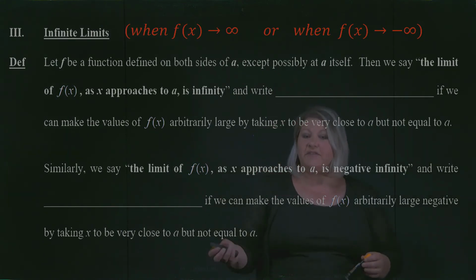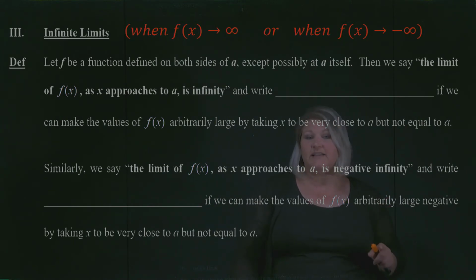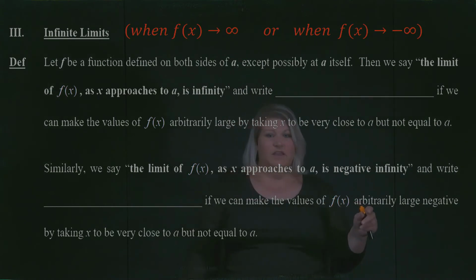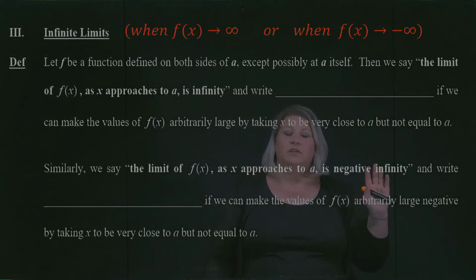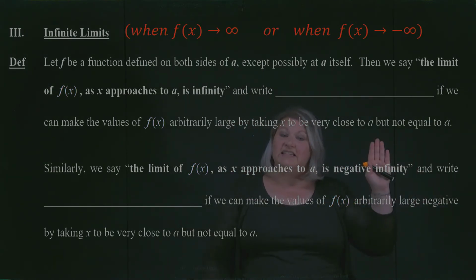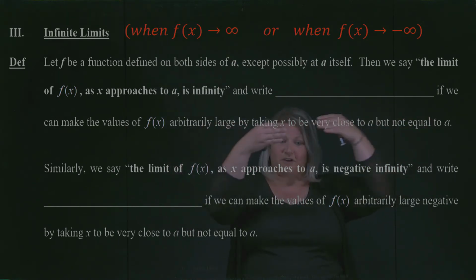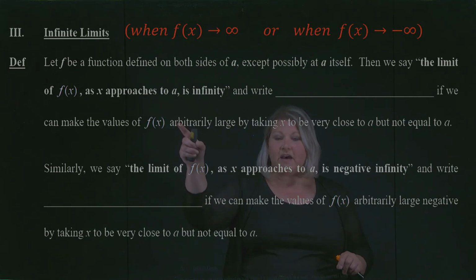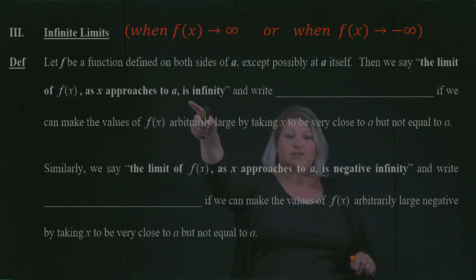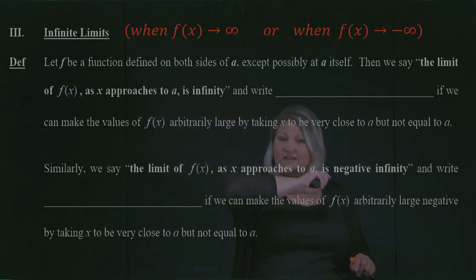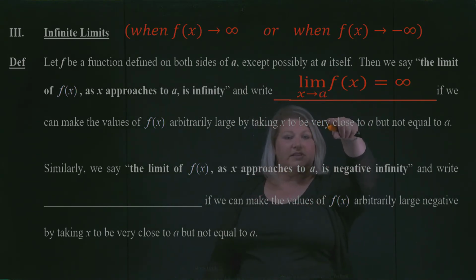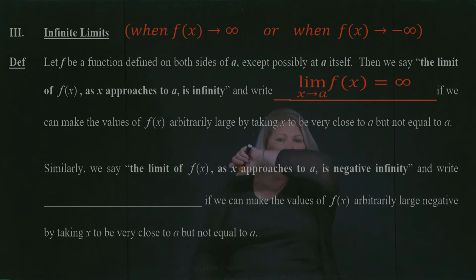Okay, so definition. We're going to let f be a function defined on both sides of a, except possibly at a itself. Okay, so it may not exist actually at a, but it exists from the left and right hand side. Then we say the limit of f of x as x approaches a is infinity. And we write this. The limit of f of x as x approaches a is infinity.